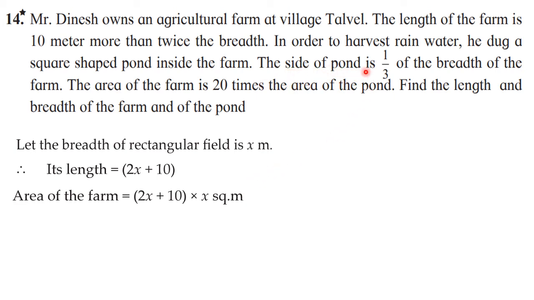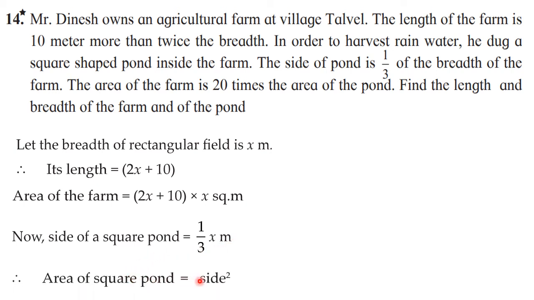So side of the pond is 1/3 of the breadth, means what? 1 upon 3x. So we can write down that the side of the square pond is 1 upon 3x meters. And from this now we can write down the area. Area of the square pond is side square. That means square of this 1 upon 3x, the whole square. So that will be 1 upon 9x square, or you can write down x square upon 9 square meters again.